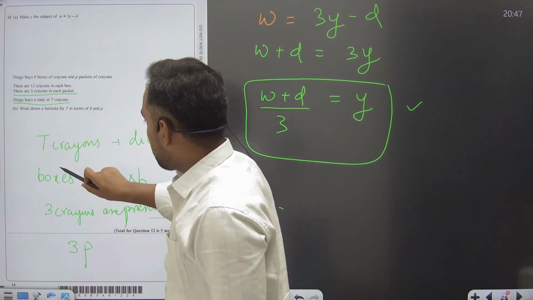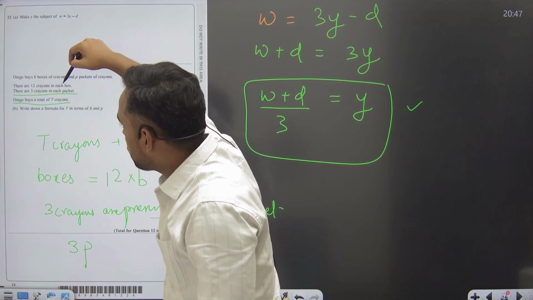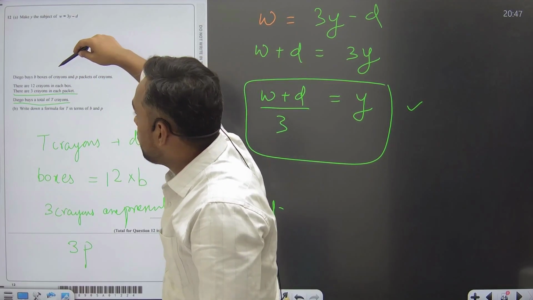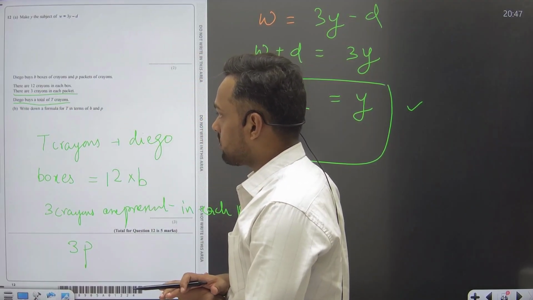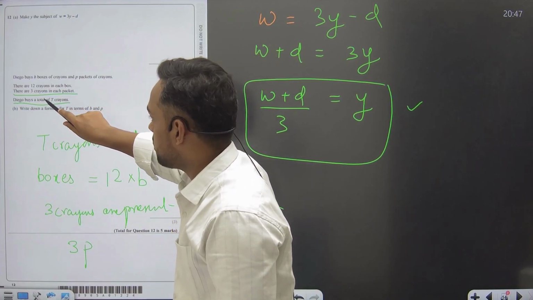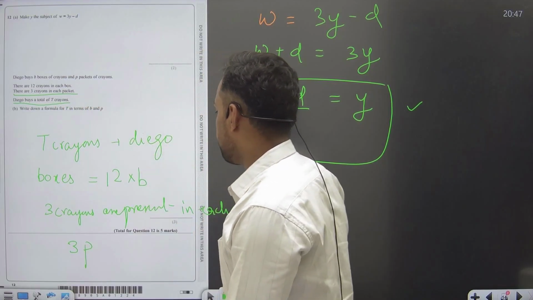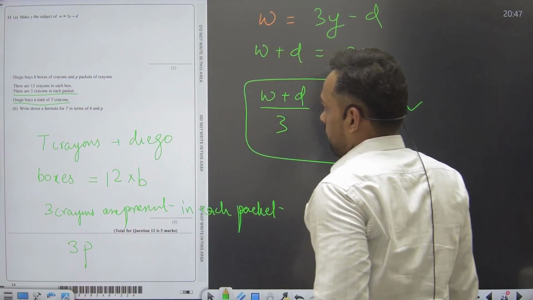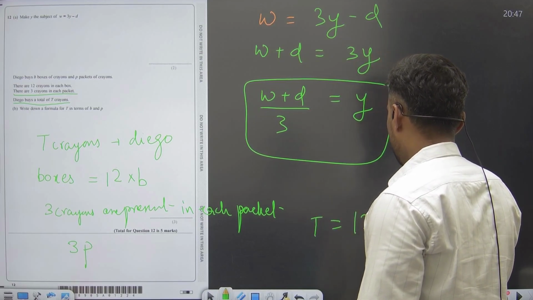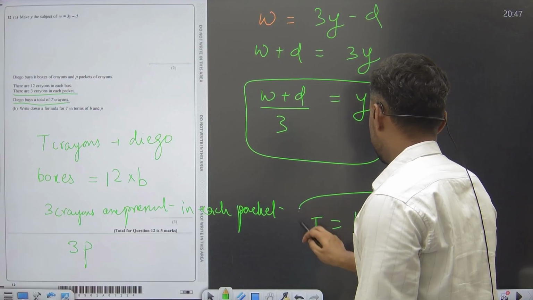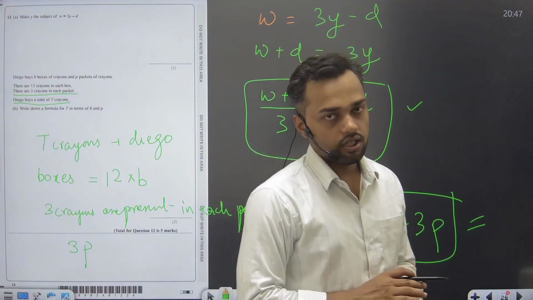Okay. For boxes, it will be 12 cross of B, because in every box 12 crayons are present and B is the total number of boxes of crayons. So 12B crayons will be present in total. Similarly, for each packet, 3 crayons are present. For P packets, it will be 3 cross of P. Now write the formula for T in terms of B and P. So T will be equal to 12B plus 3P. We just need to analyze the whole statement, students, then you will get the answer.